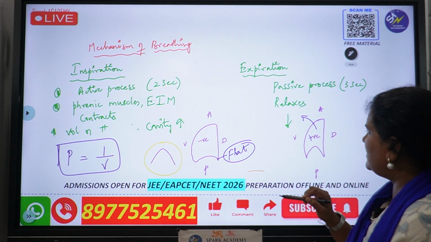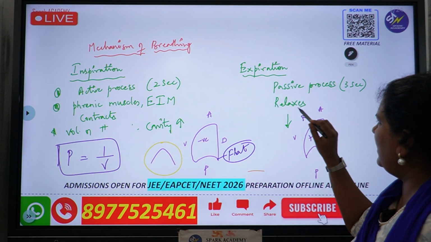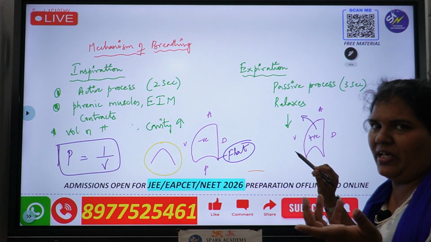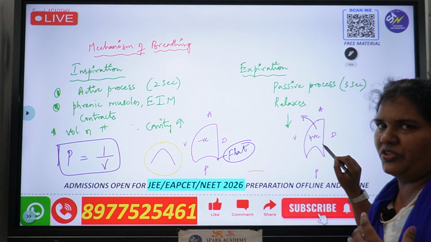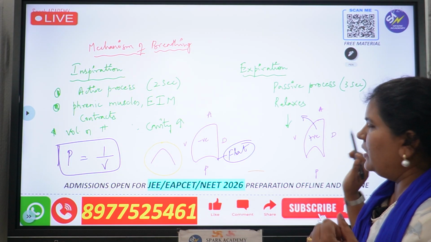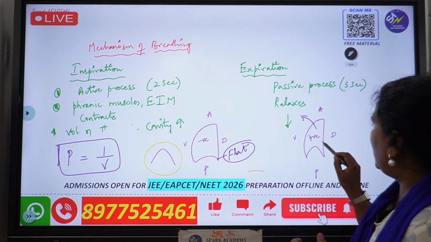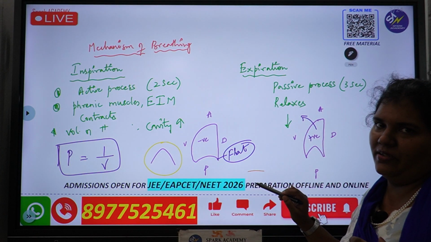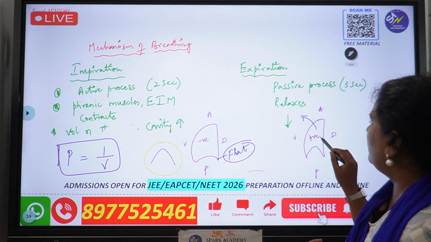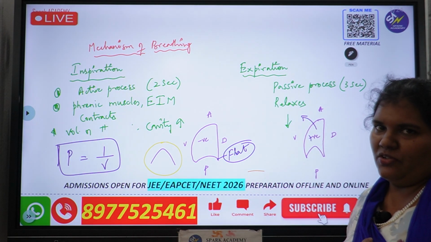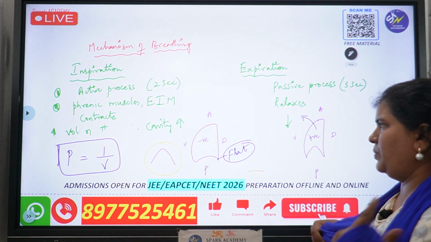So here also there is a pressure gradient. What is the pressure gradient? Outside there is less of air compared to inside. Inside there is more positive pressure, and the direction of gases is from inside to outside. So again, with the help of pressure gradient, carbon dioxide is moving from in to out. So this is how inspiration and expiration takes place.